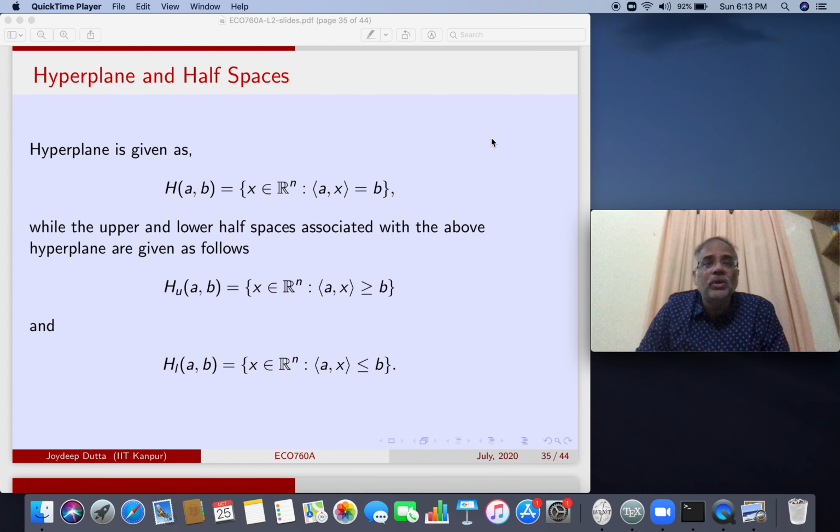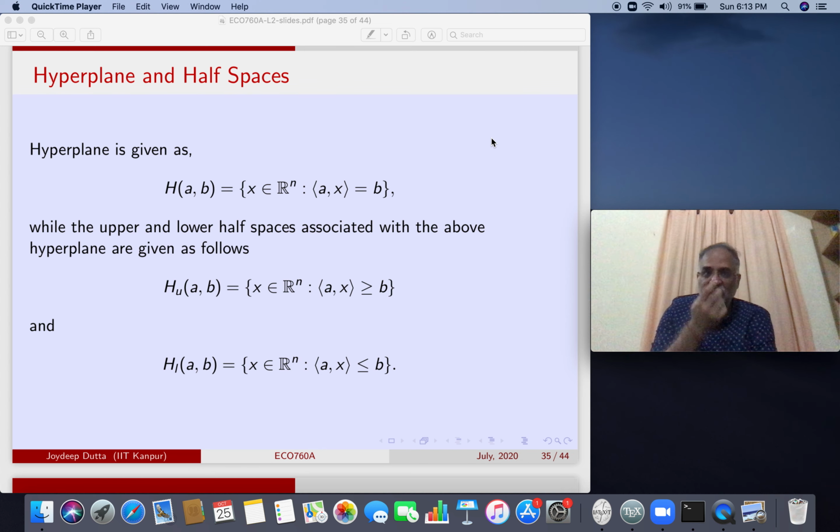First we talk about the hyperplane, called H_{a,b}, which consists of all x in Rn which satisfy the following equation: the inner product of the vector a with x is equal to the real number b. Now a is given in Rn, b is given in R. These are fixed: a fixed vector and a fixed number. Now what is the meaning? How do you geometrically view it?